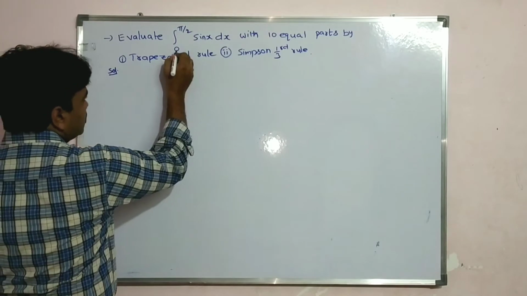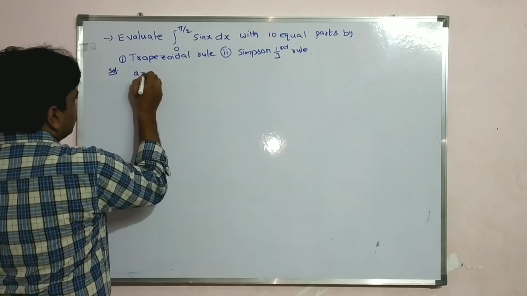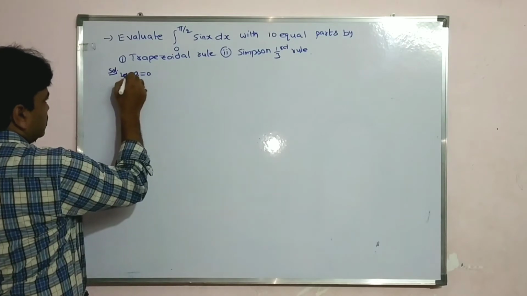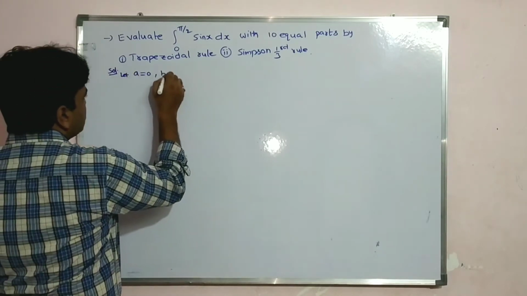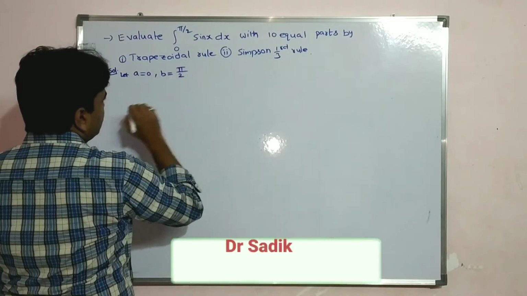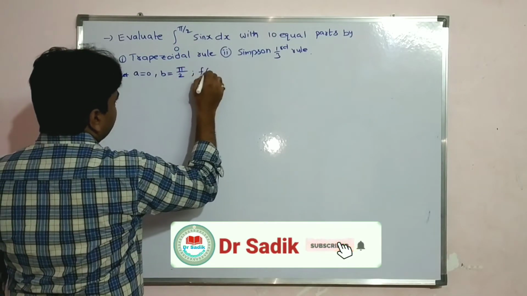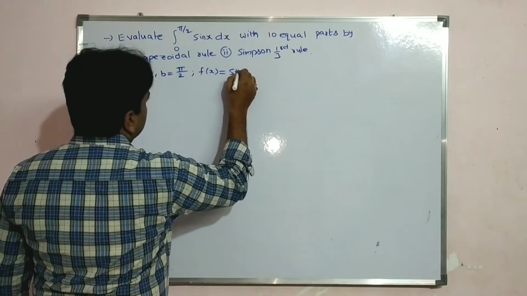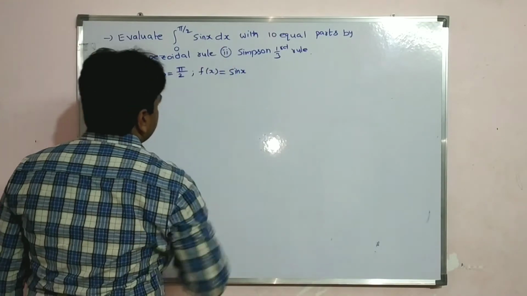What is the lower limit, students, here? A. So A is equal to 0. And what is B, students? B is equal to pi by 2. And what is f of x, students? f of x is sin x.